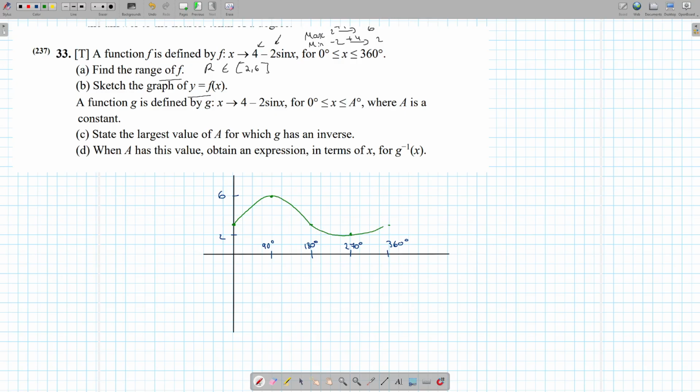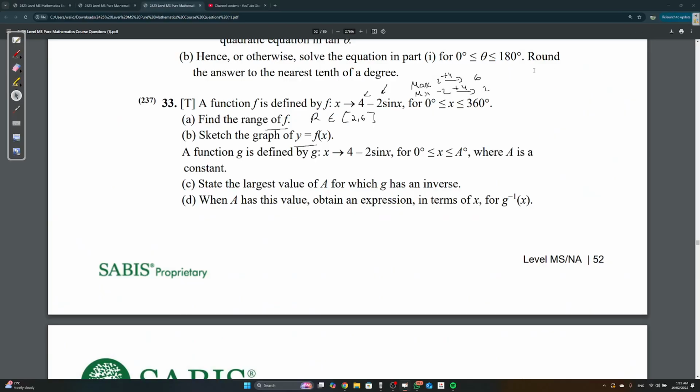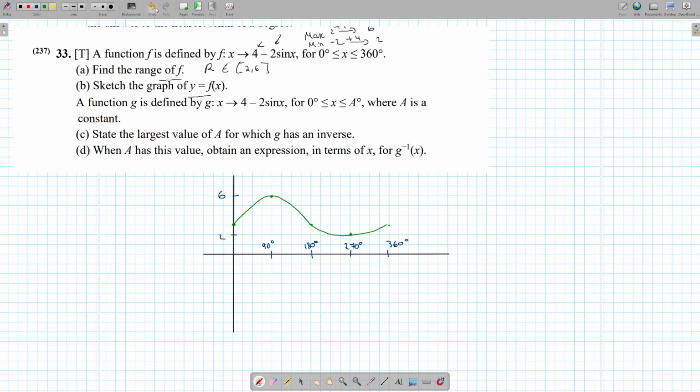Well, was that wrong? Wait, hold up. I messed up. Ignore my graph, it's over here. Max here. The minimum is always at 270, so it's here, and then it comes back and looks like this.